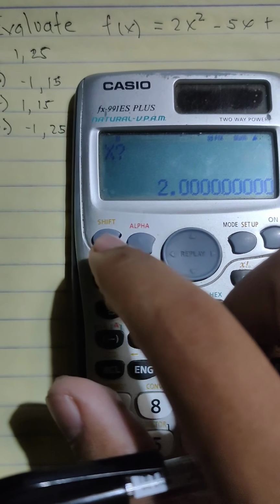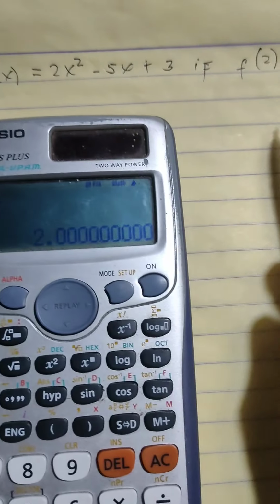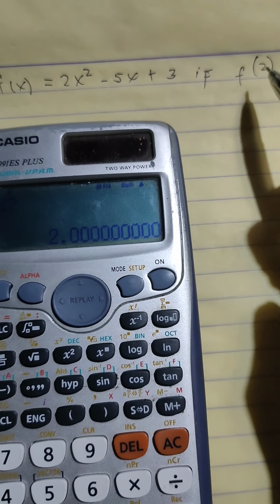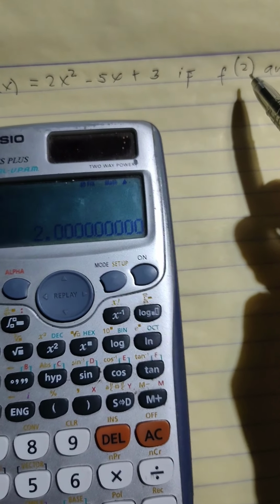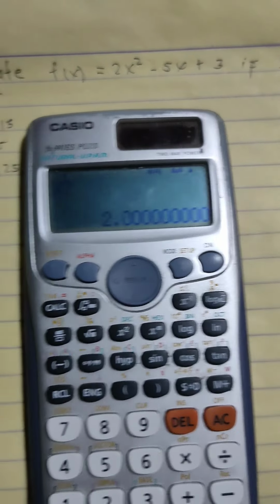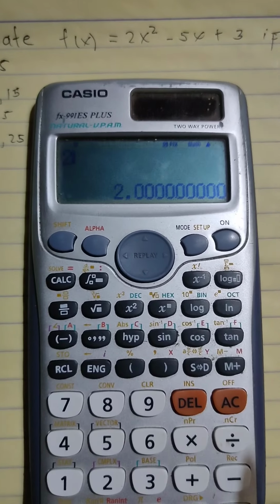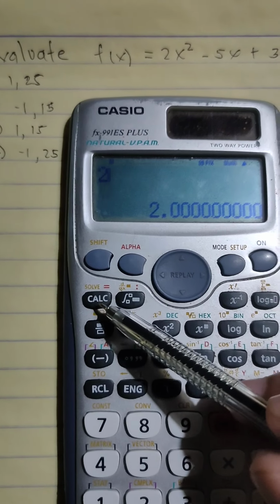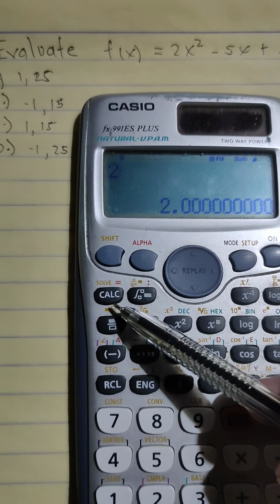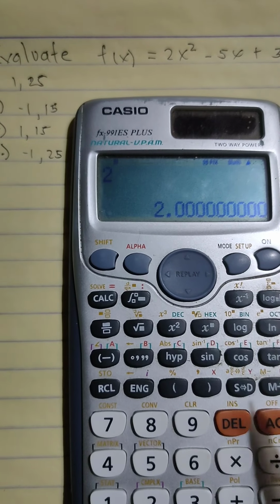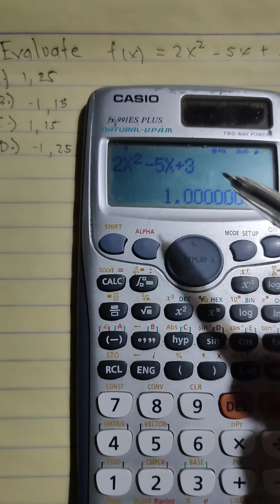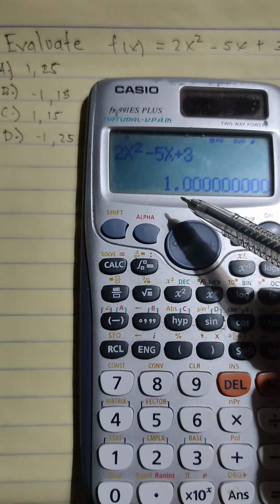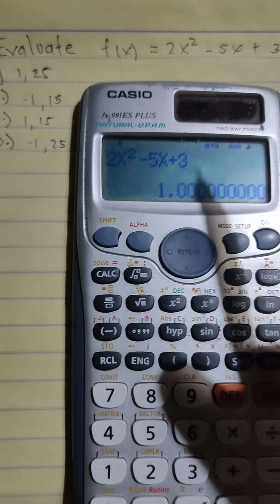So the first value of x is 2. So we'll try to put 2. After clicking CALC here, the calculator asks what the value of x is. So the value of x is 2. So it equals 1 if x is 2.